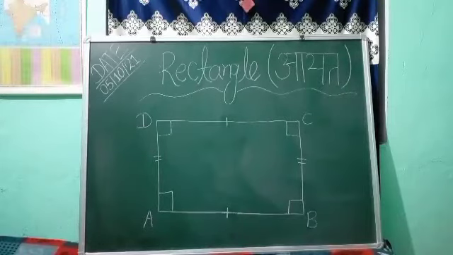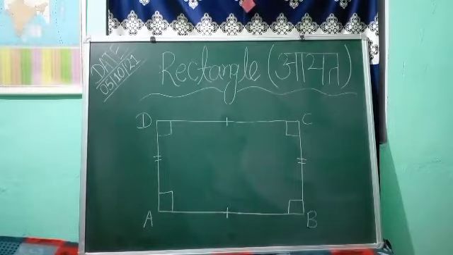The opposite sides of the rectangle are equal in length, which makes it different from a square. For example, if one side of a rectangle is 20 cm, then the side opposite to it is also 20 cm. A rectangle is characterized by length and breadth. Both length and breadth are different in size.